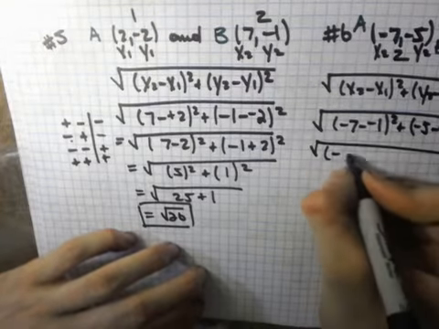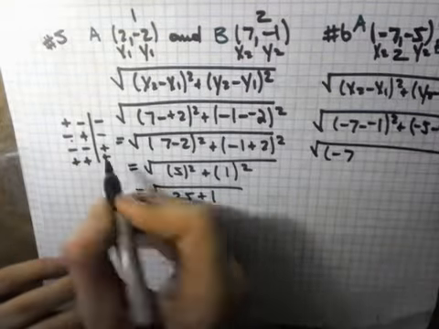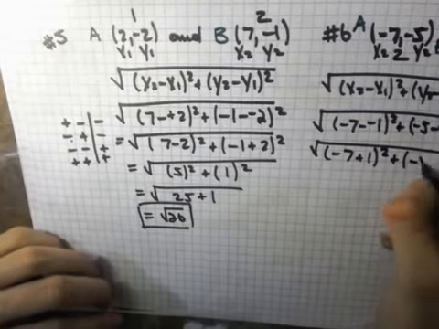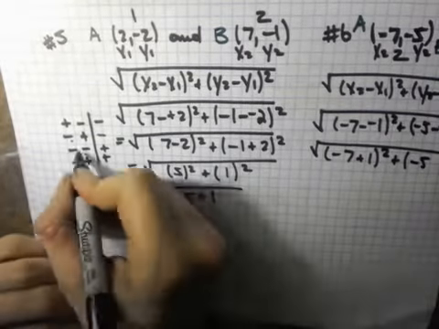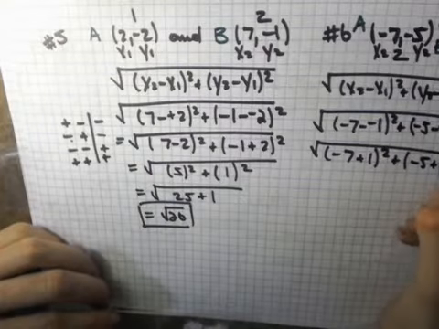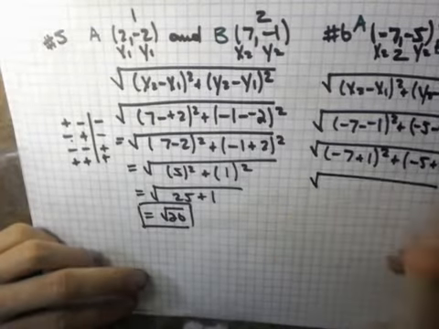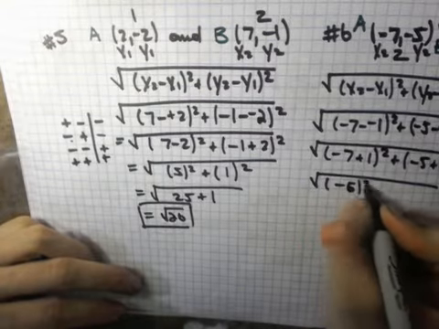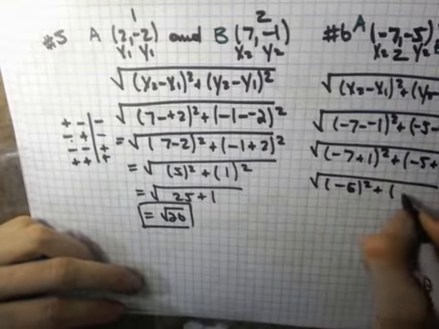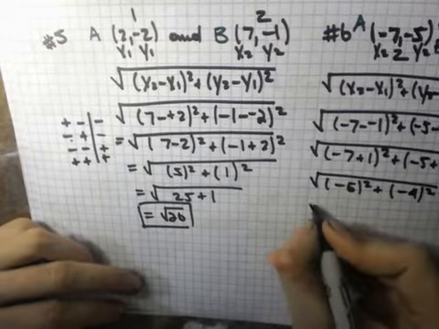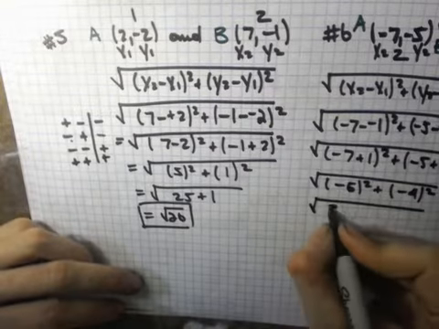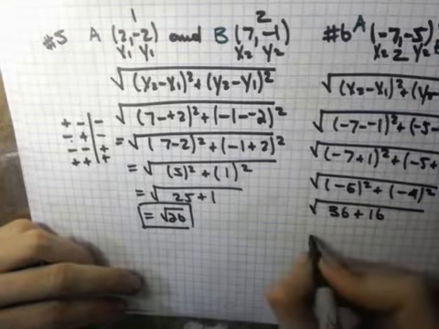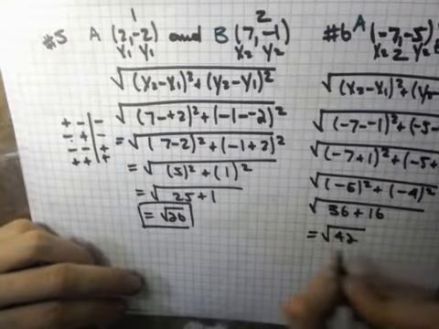Okay, so minus 7 minus minus gives us a positive 1. Minus 5 minus minus, once again, reduces to a single sign, and that is positive 1 squared. Minus 7 plus 1 gives us minus 6 squared. Minus 5 plus 1, minus 4 squared. Minus 6 times minus 6 gives us 36. Minus 4 times minus 4 gives us 16. And this reduces to the square root of 52.